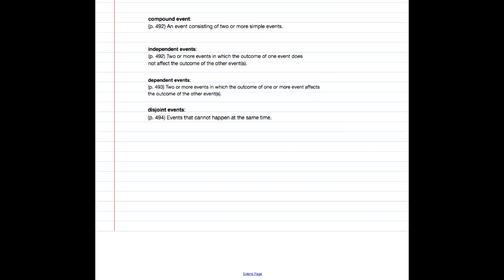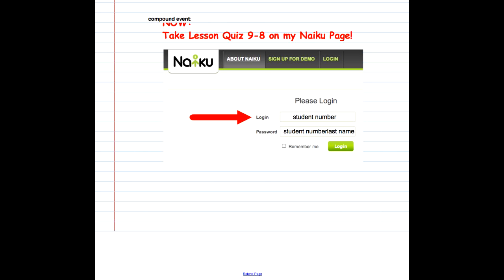Here are 4 vocabulary terms: compound event, independent events, dependent events, and disjoint events. Students should memorize these vocabulary terms and put them in their notebook. They'll be on the Chapter 9 vocabulary test.